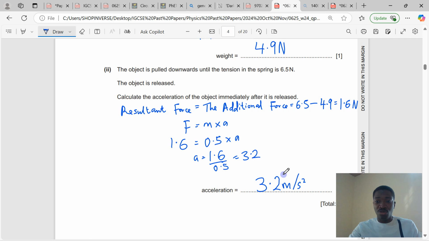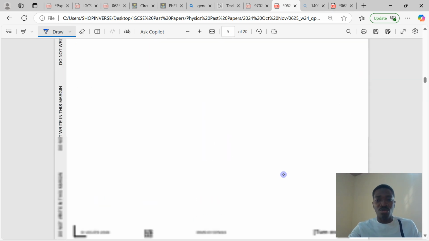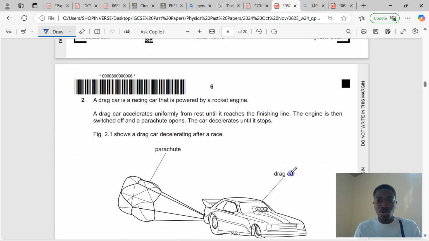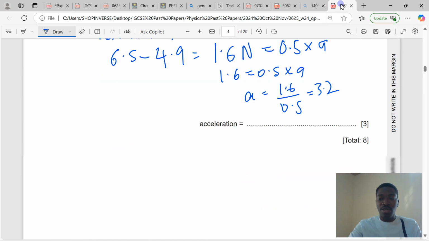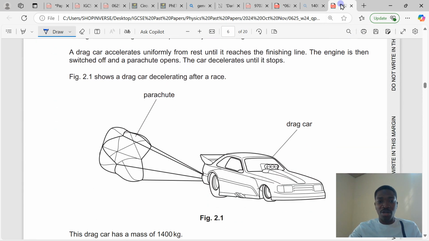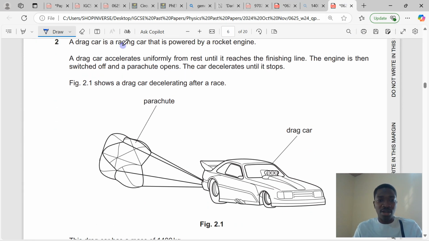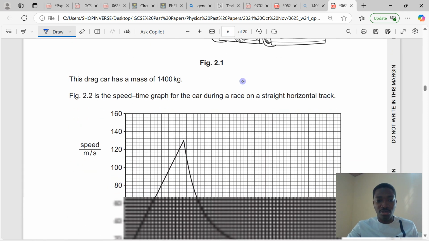Once that is clearly understood, then we can move to question number 2. Question number 2 talks of a car that is attached to a parachute. Let's see. A drag car is a racing car that is powered by a rocket engine. A drag car accelerates uniformly from rest until it reaches the finishing line. The engine is then switched off and the parachute opens. The car decelerates until it stops. Figure 2.1 shows the drag car decelerating after a race.